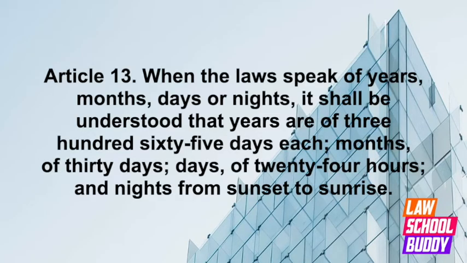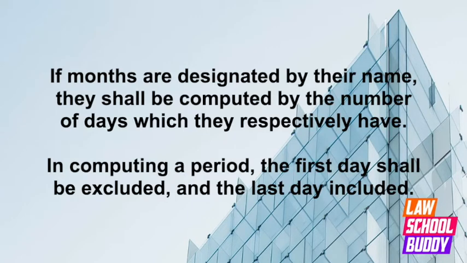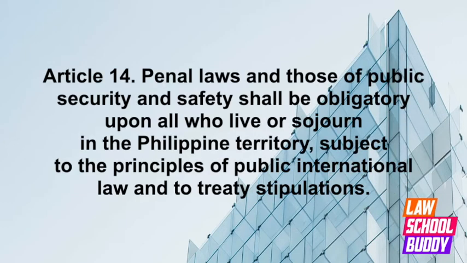Article 13. When the laws speak of years, months, days, or nights, it shall be understood that years are of 365 days each, months of 30 days, days of 24 hours, and nights from sunset to sunrise. If months are designated by their name, they shall be computed by the number of days which they respectively have. In computing a period, the first day shall be excluded, and the last day included. Article 14. Penal laws, and those of public security and safety, shall be obligatory upon all who live or sojourn in the Philippine territory, subject to the principles of public international law, and to treaty stipulations.